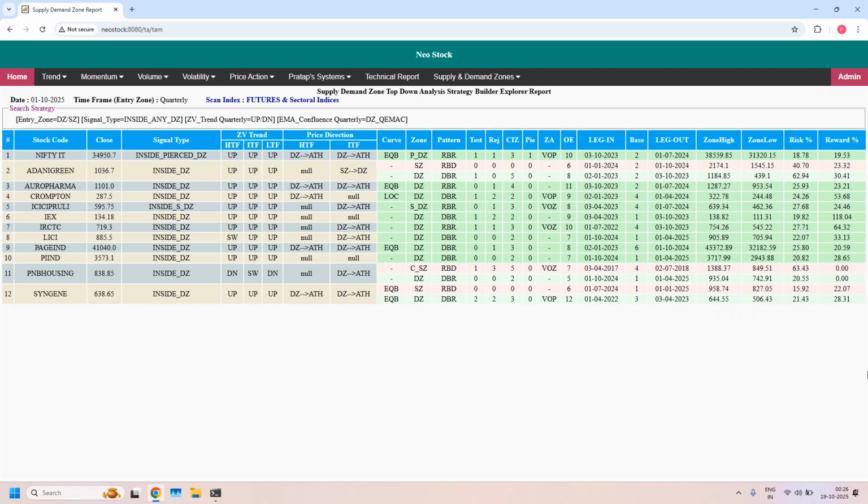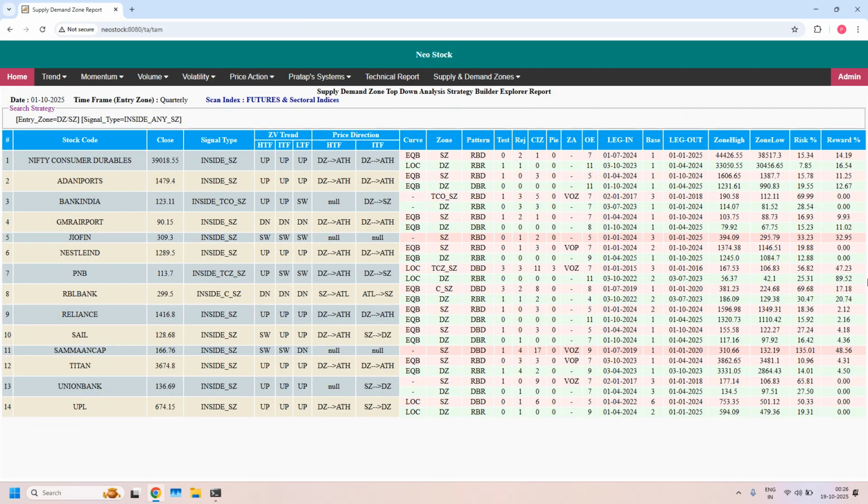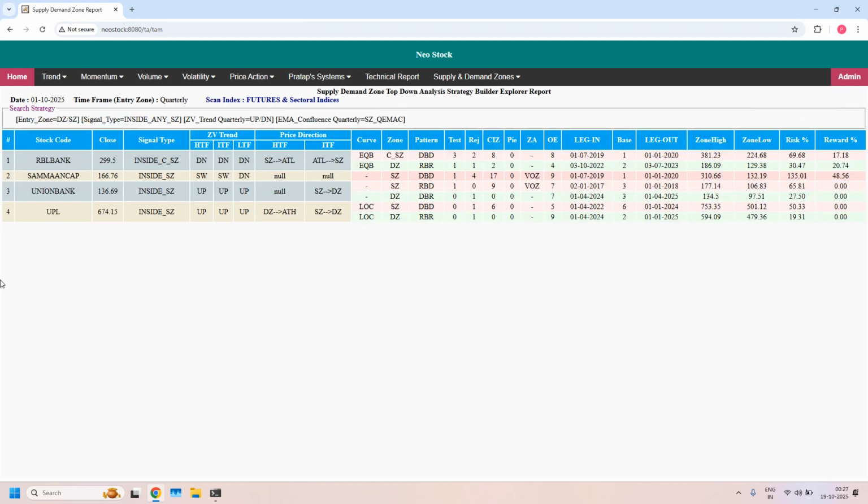Okay, next, price closed inside the quarterly supply zone. We got 14 stocks. We can further filter based on quarterly supply zone having quarterly EMA confluence. And also trend on the quarterly should not be sideways. We got 4 stocks.